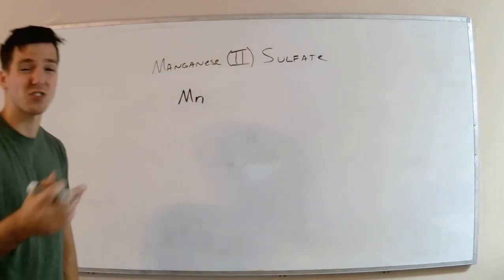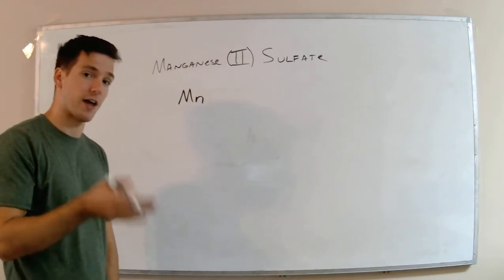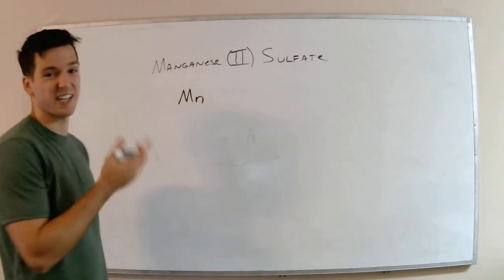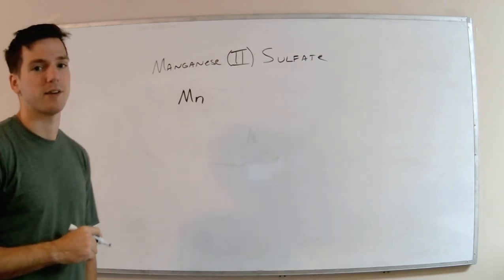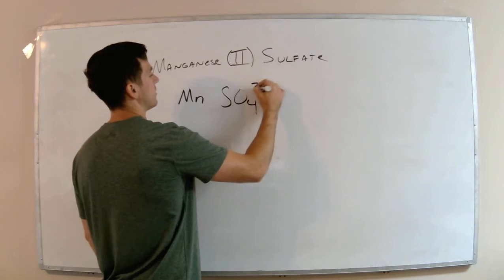Sulfate, right? If it ended in sulfide, then it's just sulfur, right? Chloride, bromide, sulfide, oxide, those are all elements on the periodic table, but this one ends in ate. If you see anything that ends in ate or ite, that's a polyatomic ion. Okay, so sulfate is SO4 with a 2 minus charge.